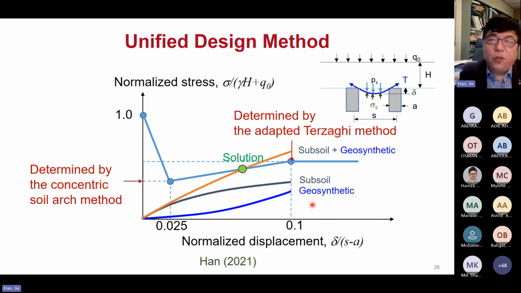Now, what is the solution? Basically, the intersection is the solution, because the stress applied on top from the embankment is equalized by the tension membrane and equalized by the soil underneath. So you find the solution from that.